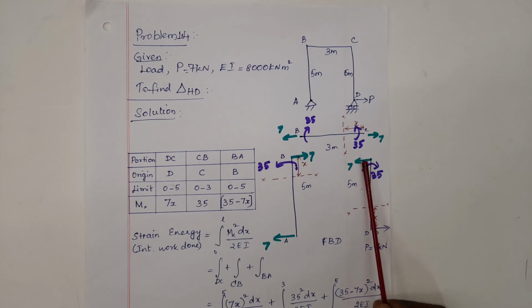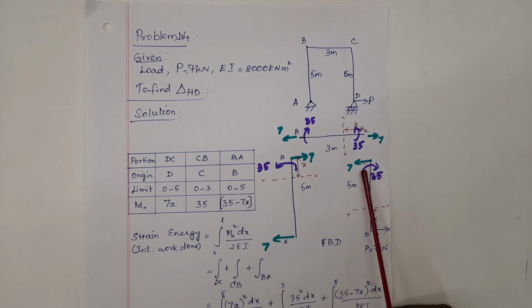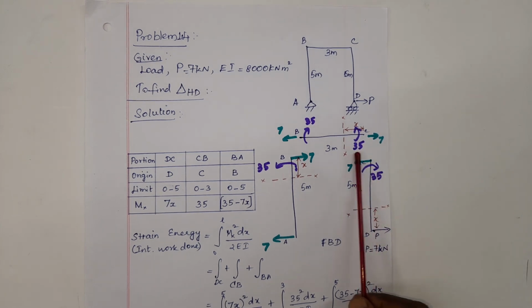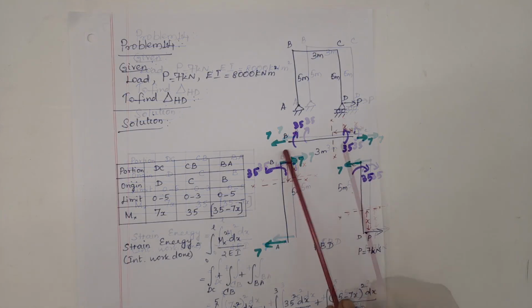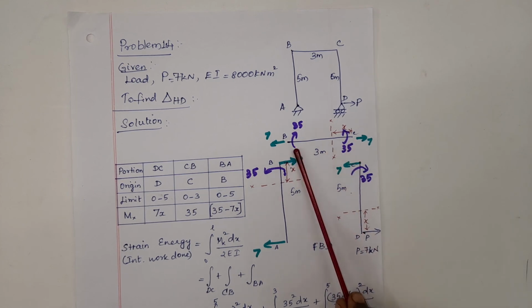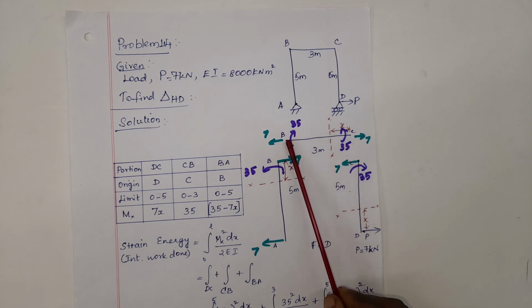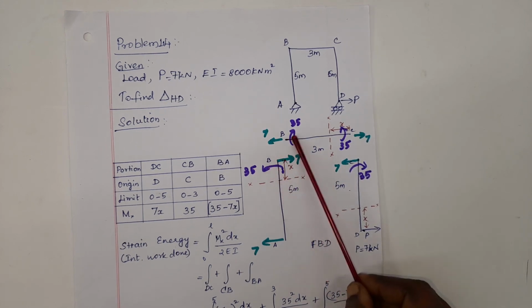For this joint to be in equilibrium, there will be an equal and opposite direction moment such that this is in the clockwise direction. At this joint, it is in the anti-clockwise direction. For the beam to be in equilibrium, it should carry an equal and opposite moment at the ends. Check the direction and magnitude. For the joint to be in equilibrium, it should have an equal and opposite moment.